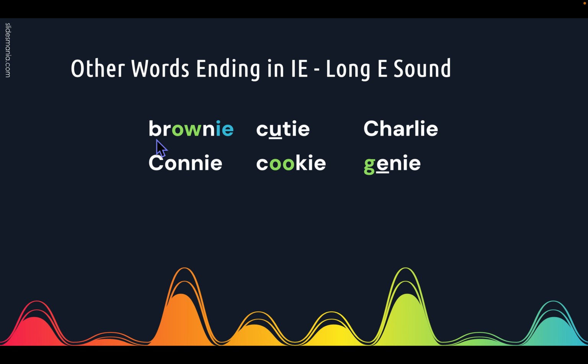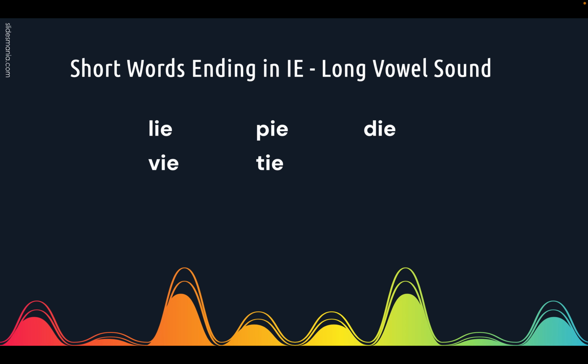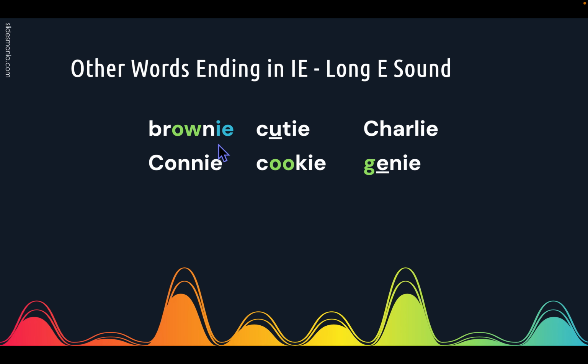OW says ow in this word. Brownie. This is going to be a long U. Cutie. Here we have a name. AR says R. CH says ch in this word. Charlie. Connie. This OO is going to have its sound. Cookie. This E will be long and will make the G have its soft sound of J. Genie. So if you have a short word ending in IE, try the long I sound. If you have a longer word, try the long E sound.